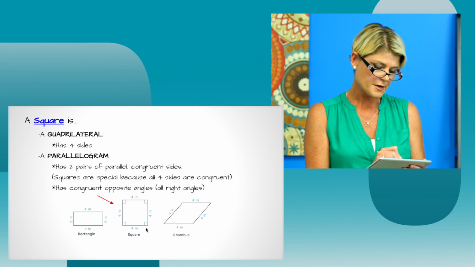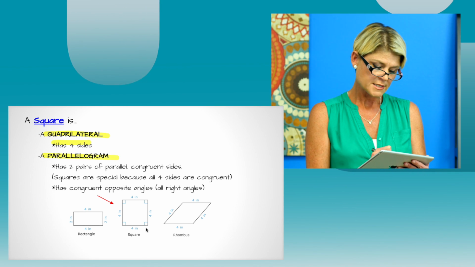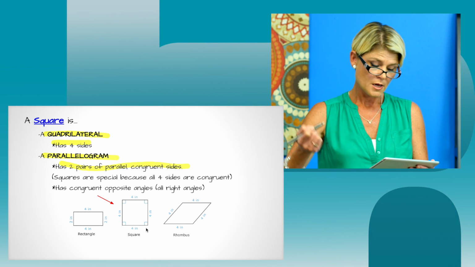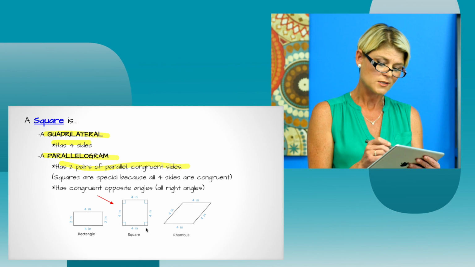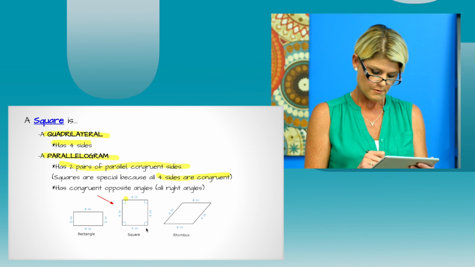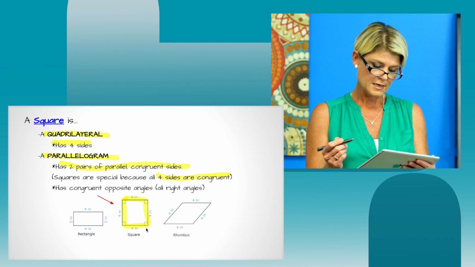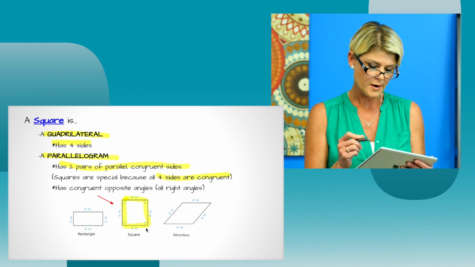All right, now a square is a quadrilateral. It has 4 sides, and it's a parallelogram because it has 2 pairs of parallel congruent sides. And squares are actually kind of special because all 4 sides of a square are congruent. See here? And it has congruent opposite angles, and they're all right angles when we're talking about a square.